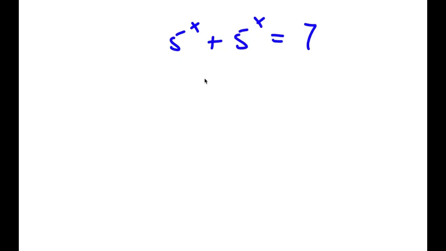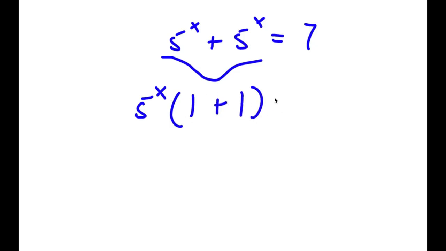Now, 5 to the power of x here, because this is here twice, I'm simply going to factor this out from my left-hand side. So now I have 5 to the power of x times, now 5 to the power of x divided by 5 to the power of x, well, anything divided by itself is simply 1. So I have 1 plus, again, 5 to the power of x divided by 5 to the power of x is 1. So now I have 5 to the power of x times 1 plus 1 is equal to 7.